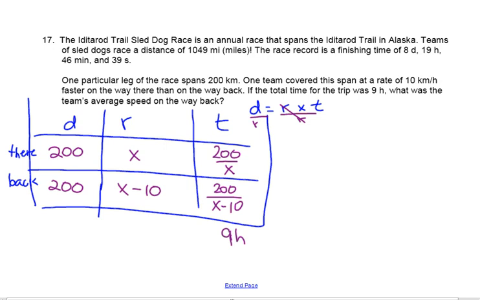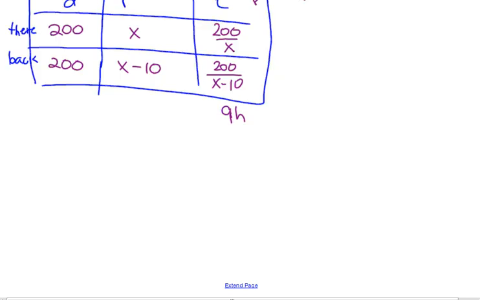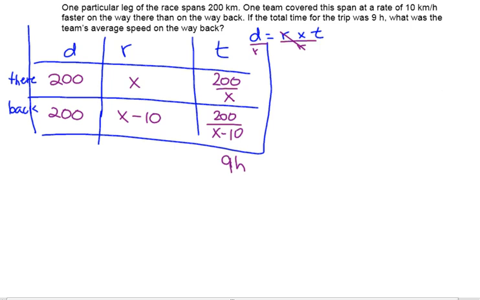Okay, so now what equation do we have here? We know it's a total of 9 hours. 200 over x plus 200 over x minus 10 equals 9. Okay, so what would be the lowest common denominator here? x times x minus 10.